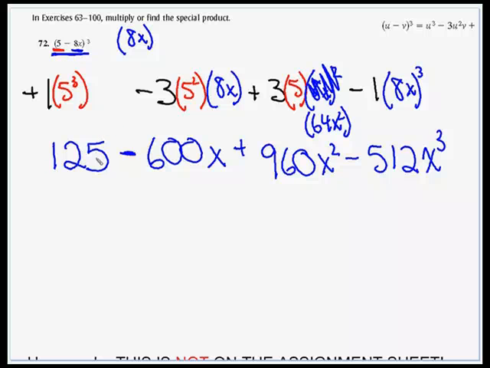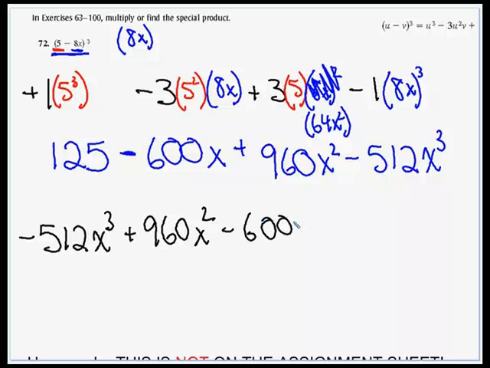Let's see, you know, usually you see things written highest power first, especially if you did do this on the TI-89 calculator. You would see negative 512x to the third first, plus 960x squared, minus 600x, and then plus 125. And there it is, some pretty big coefficients there.